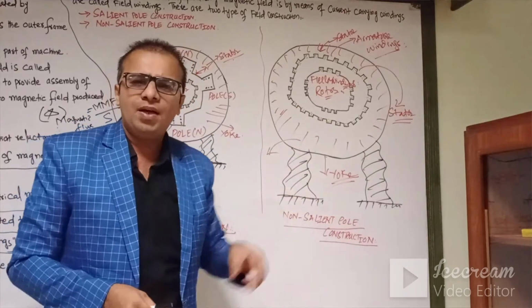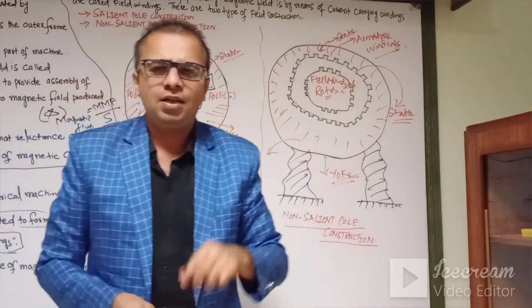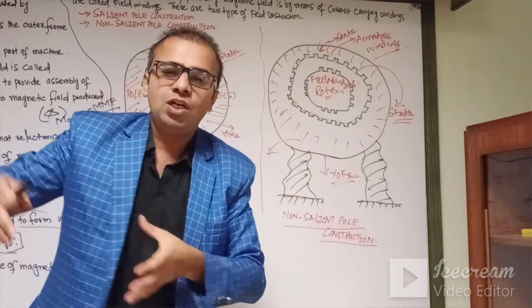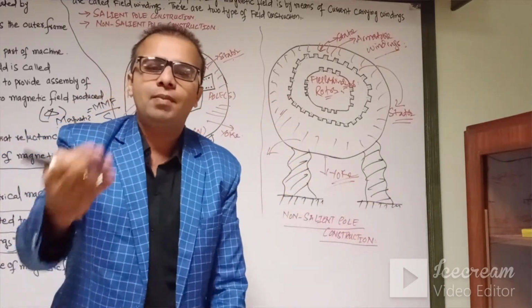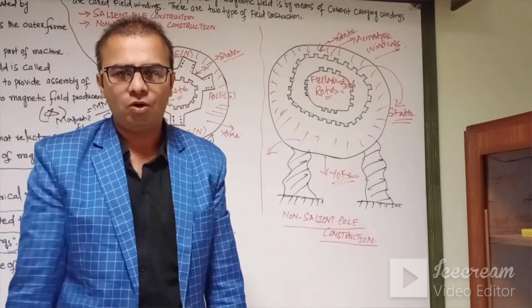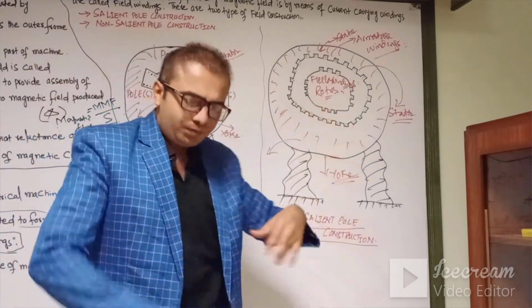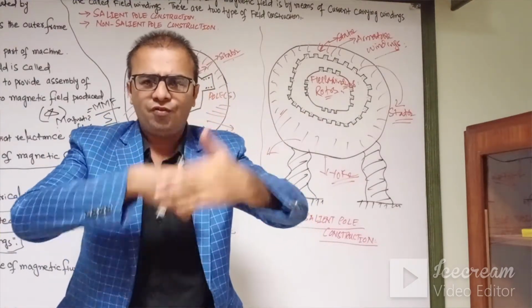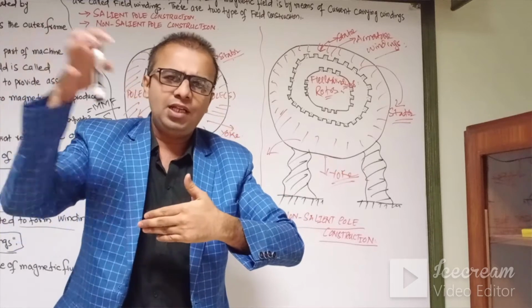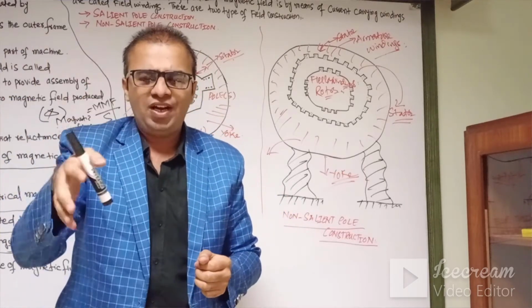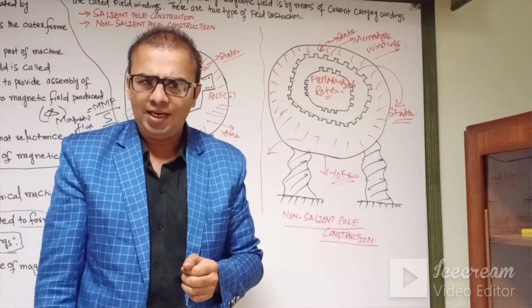And this rotor member, in which the field winding has been connected, is rotated with the help of an external prime mover, which may be a steam turbine or a gas turbine. It depends upon the type of power plant. And when it is rotated with the help of the prime mover, the cutting of lines of flux takes place, because the rotor is already energized from the DC supply, and the magnetism effect has been established in the rotor windings.